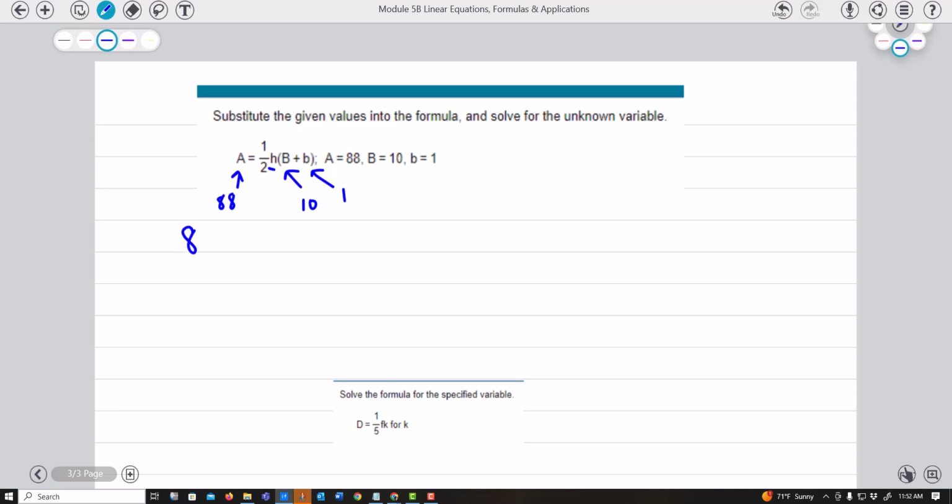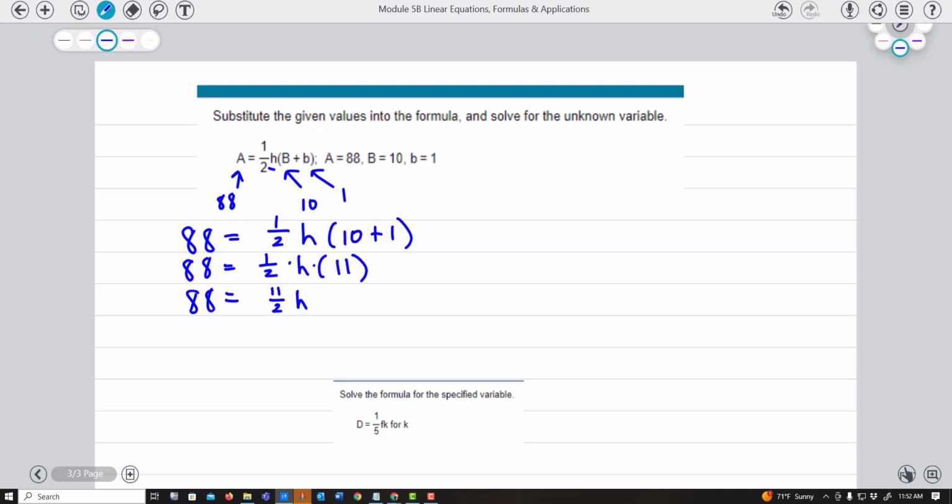So if I write this out a little bit better, 88 equals 1/2 h, and then 10 plus 1. So I have 88 equals 1/2 h, 11. Now if you notice, I can write it one more time. All of these are being multiplied, so you can change the order. I can actually write that as 11/2 times h.